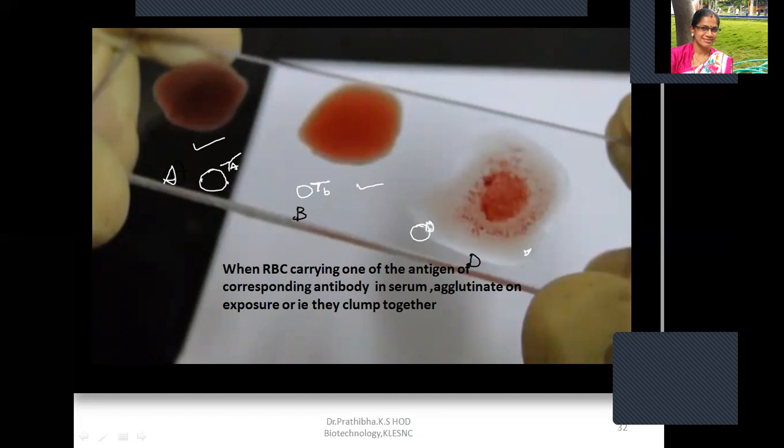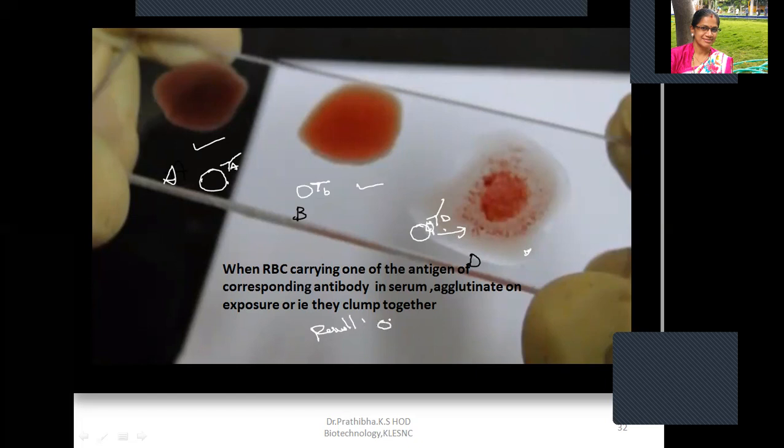When there is a presence of D antigen, which is a glycoprotein, and you treat it with anti-sera D, the antigen D present on the cell surface and the anti-sera D react with each other and form agglutination, or clumping can be seen. Then what kind of blood group is this? You can write the result here. What kind of blood group is this?